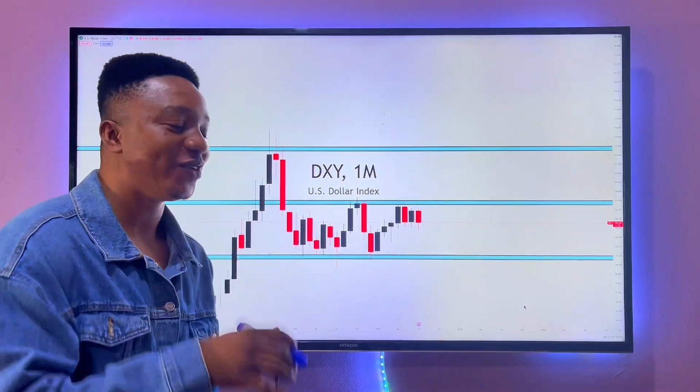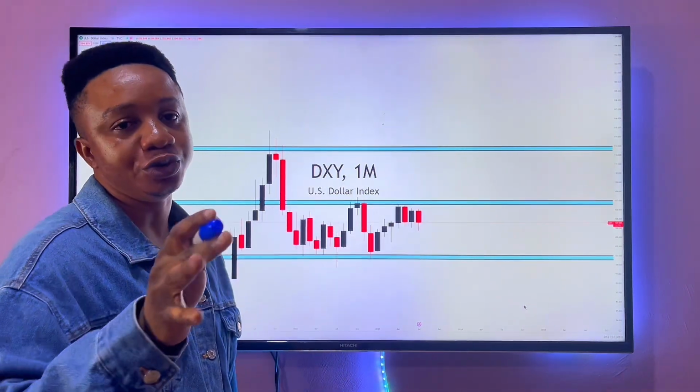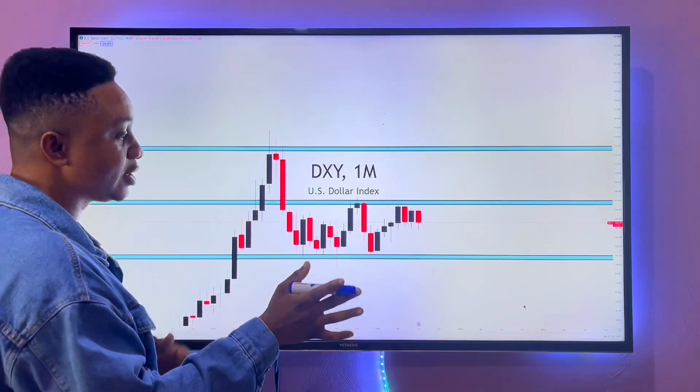We simplify the complicated. Alright, so today I have two pairs for you guys, DXY and then Euro GBP. So let's start with the technical analysis very quickly.